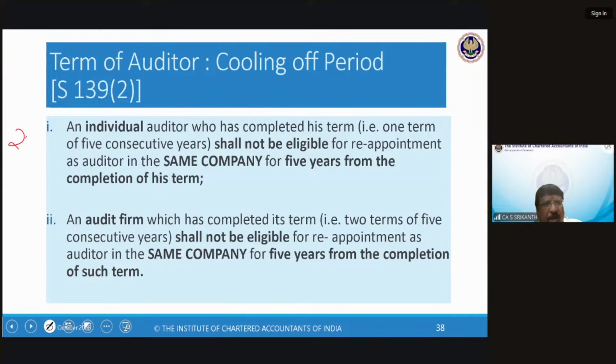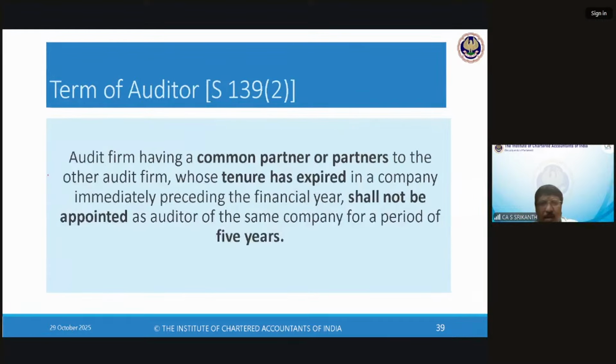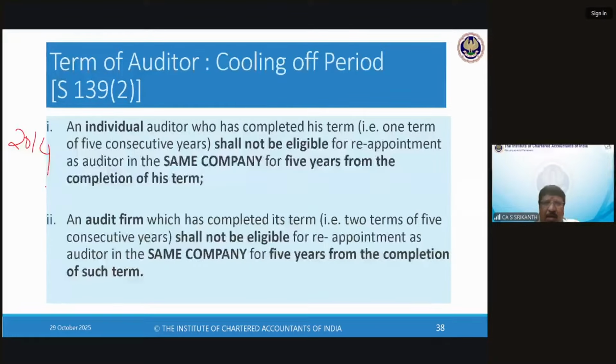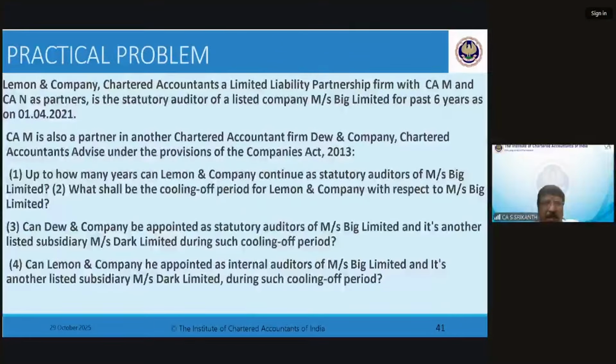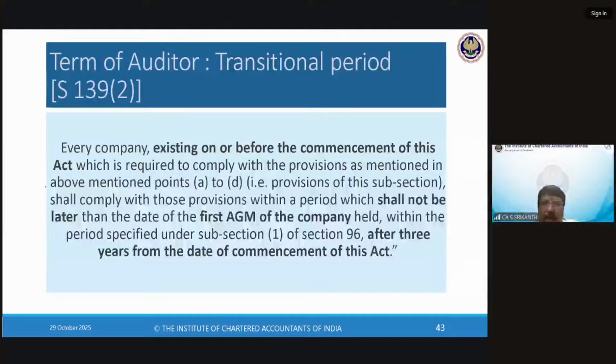Okay, you'll see this chart in the institute material, which I'm specifically not covering here, because this started in 2014, right? I think it was 2014. Let us see. Commencement of this Act. Okay, and this is what they are saying.